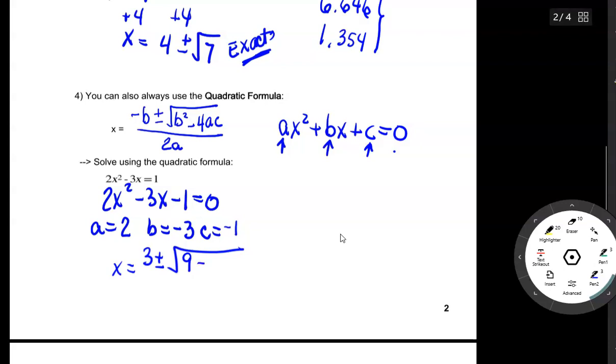Minus 4 times a times c. 4 is 4. a is 2. So 4 times 2 is 8. Times c, which is negative 1. So that whole product becomes negative 8, but it's minus that product. So it's minus negative 8, or positive 8. And then in the denominator, 2 times a is 2 times 2, which is 4.